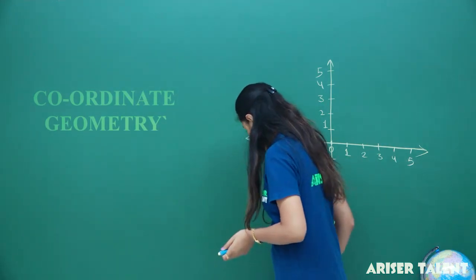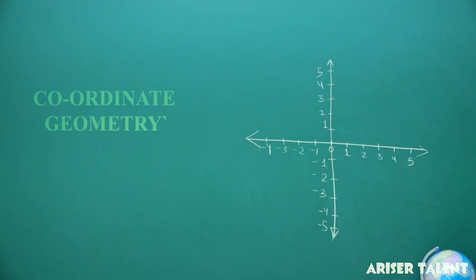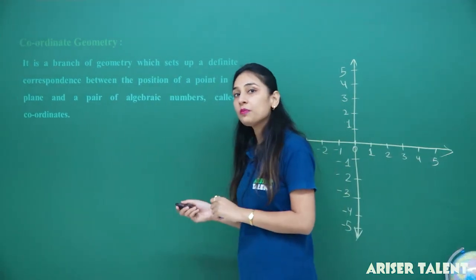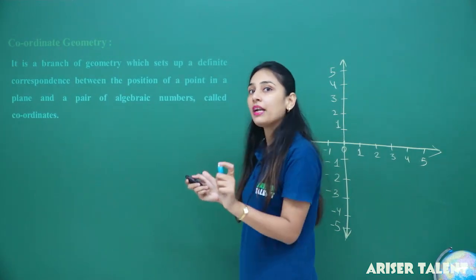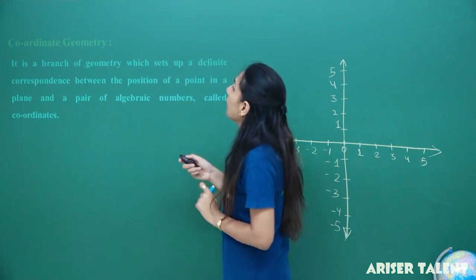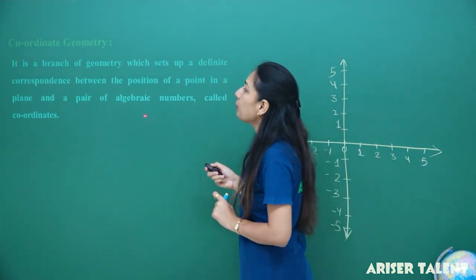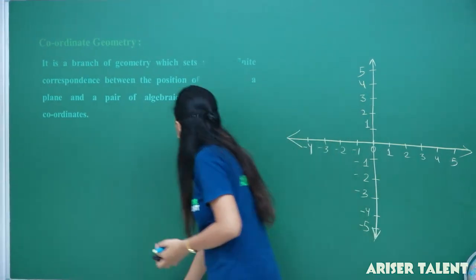Okay, now we'll move forward with the definition part. It is a branch of geometry which sets up a definite correspondence between the position of a point. What is important in this, guys?